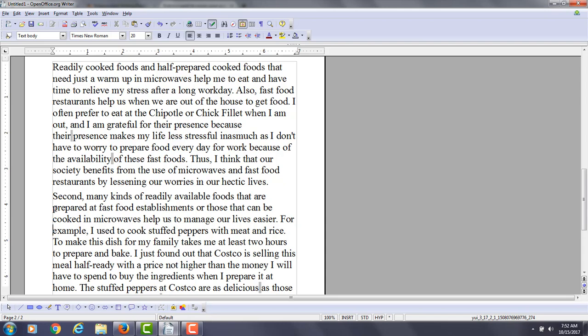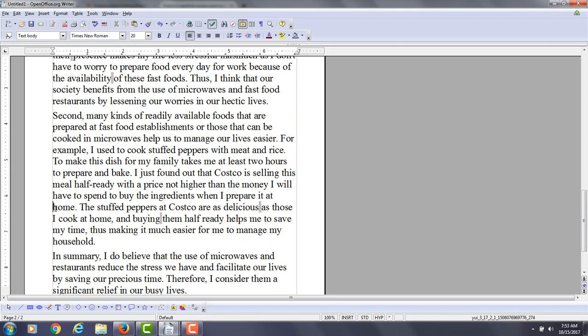For example, I used to cook stuffed peppers with meat and rice. To make this dish for my family takes me at least 2 hours to prepare and bake. I just found out that Costco is selling this meal half ready with the meal not higher than the money I will have to spend to buy the ingredients when I prepare it at home. The stuffed peppers at Costco are as delicious as those I cook at home, and buying them half ready helps me to save my time, thus making it much easier for me to manage my household.